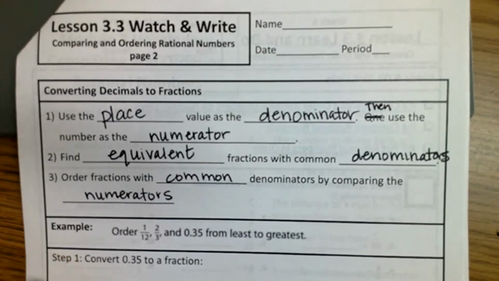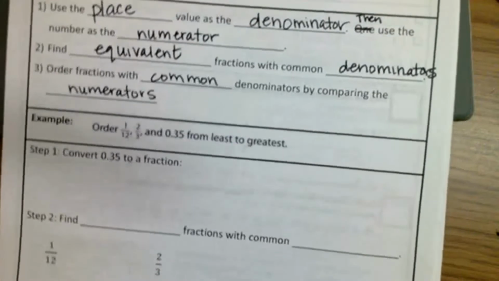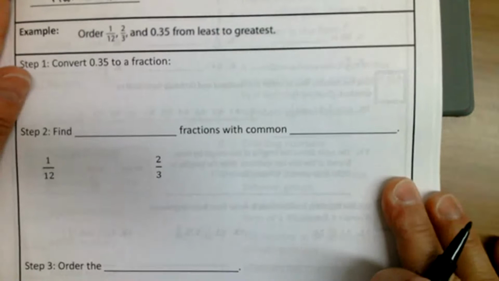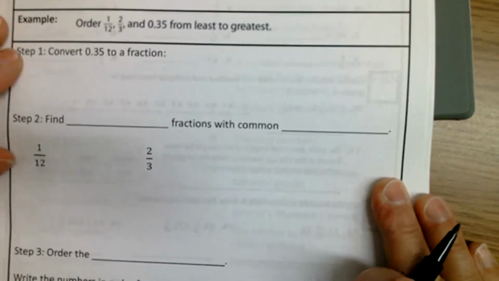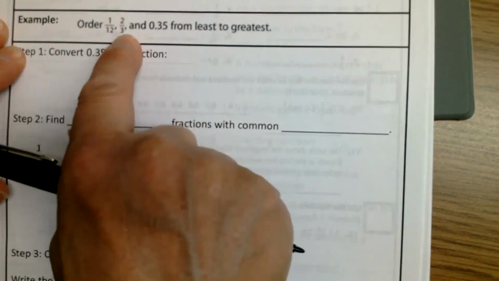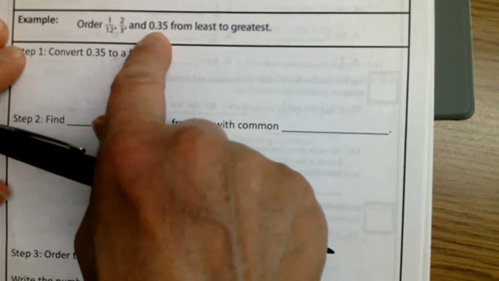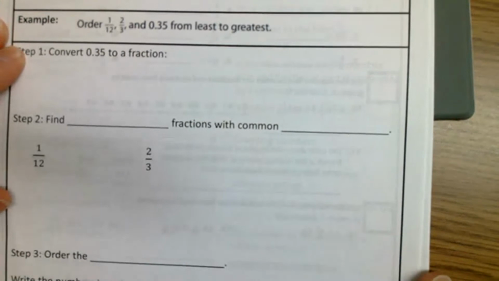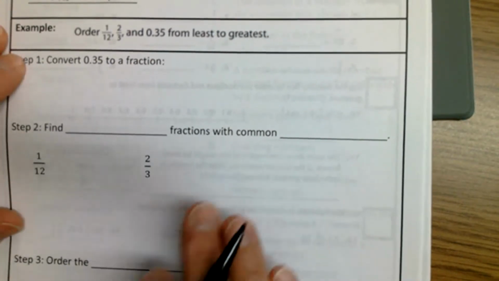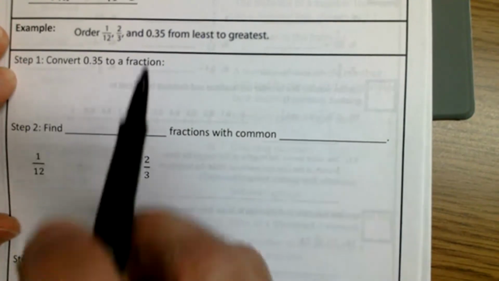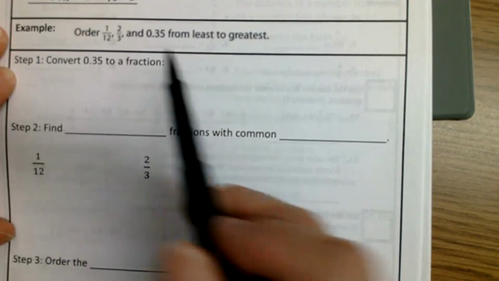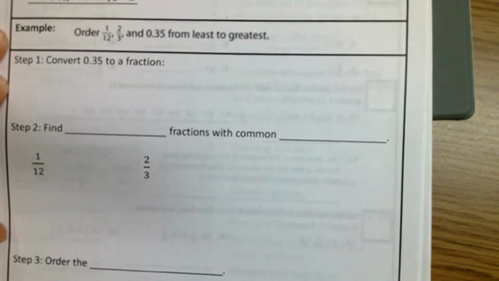Let's actually do those steps in action now with a problem. Here's the problem. It says we're going to order 1/12, 2/3, and 0.35 from least to greatest. But again, we have a mix of fractions and decimals. So we're going to convert them all to fractions, because we only have one decimal and the other two are fractions. So let's make this decimal a fraction, and then we'll have all fractions.